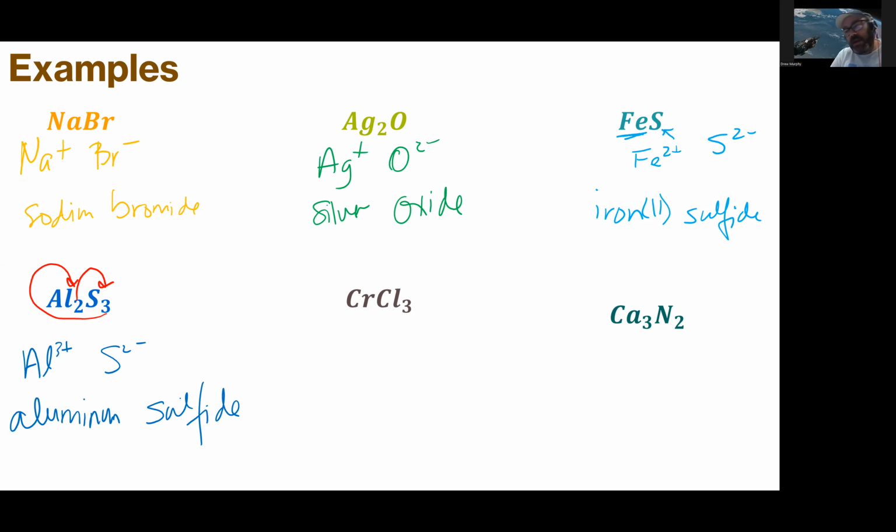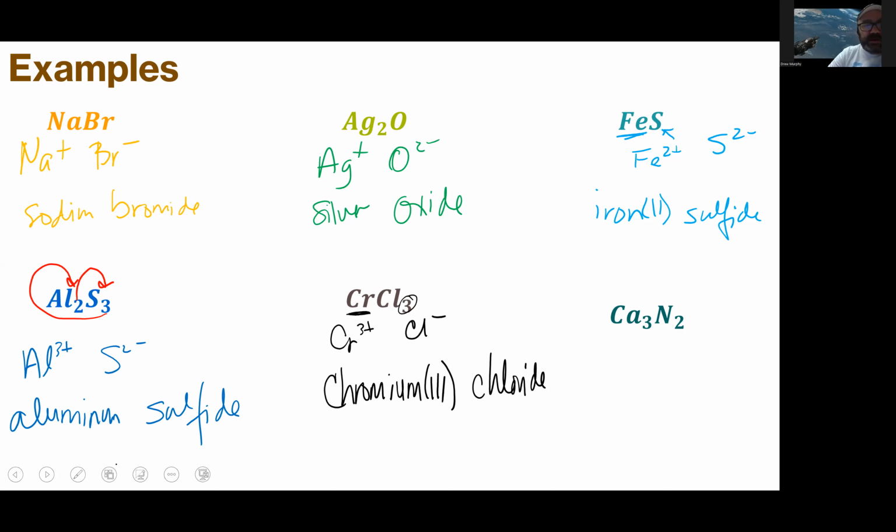Okay. And we have this next guy. We know what Cr is. Again, this guy, chromium, has options. Chlorine won't, so this is Cl minus. There's 3 chlorines here, so this chromium has to have a 3 plus. Since chromium has options, we can say this is chromium 3 chloride.